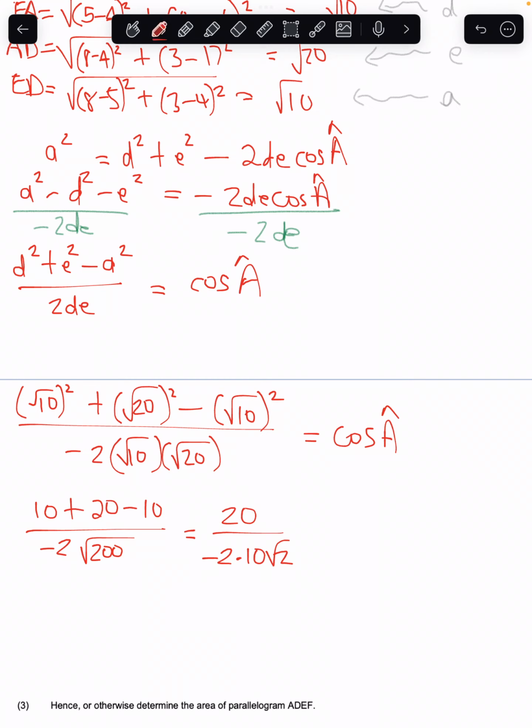And if we simplify that even further, minus 2 times 10 is the same as minus 20, so we just have a 1 and a 1 there. So we end up with negative 1 over root 2. Oh, hectic, but this is like special angle stuff. Okay, that is equal to cos A, right?